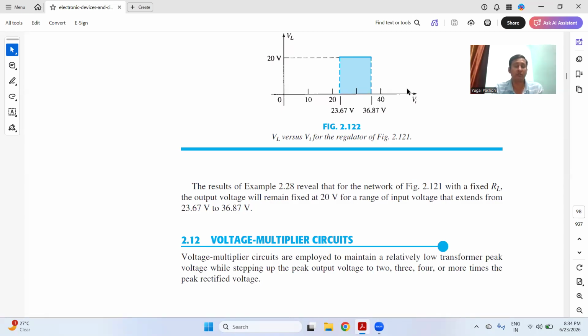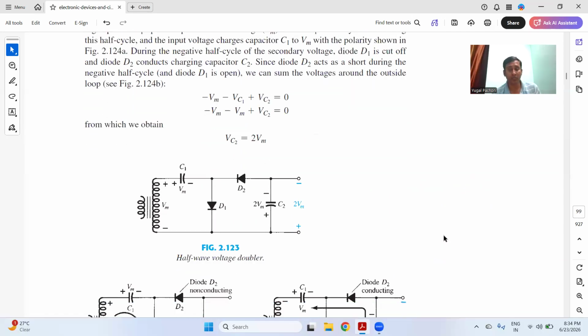Sometimes we have single, double, and triple multipliers, called a tripler. And if you are multiplying 4 times, then it is called a quadrupler. As mentioned here, I'm highlighting that 2, 3, 4 or more times multiplier circuits are available.